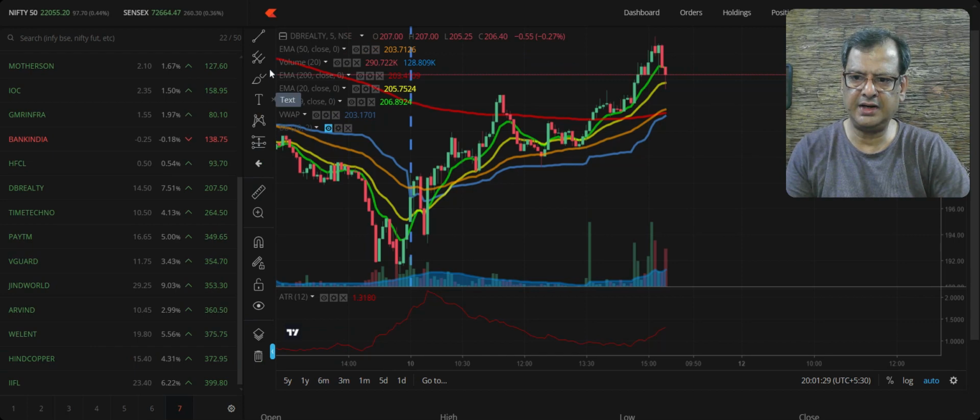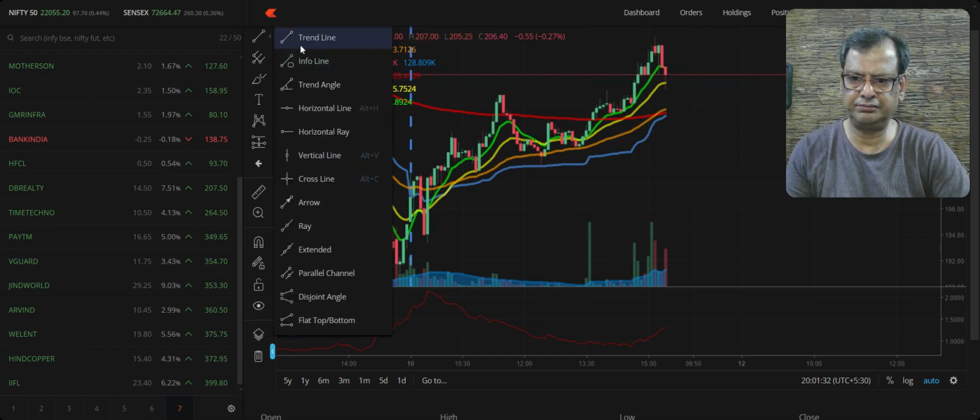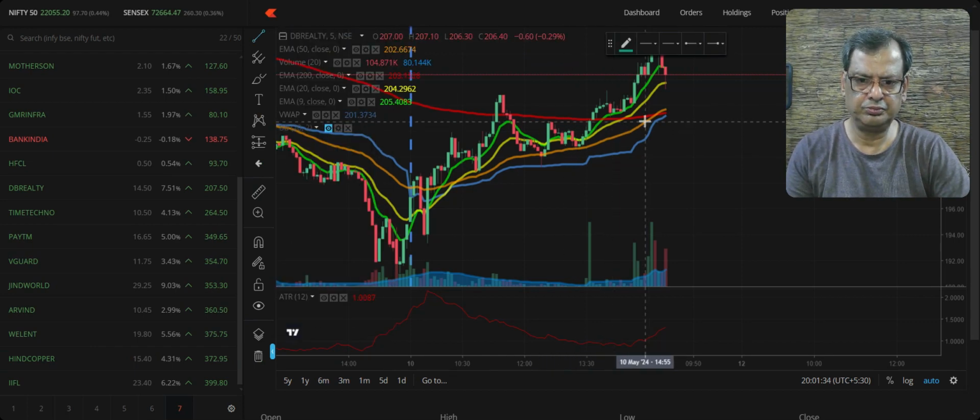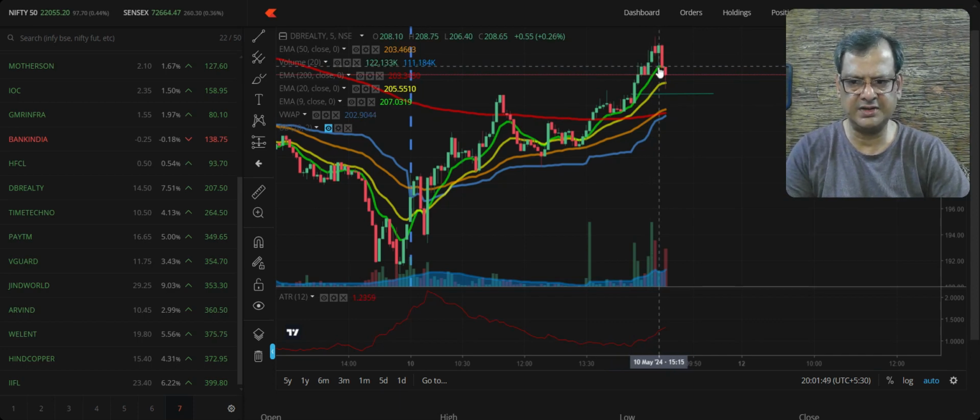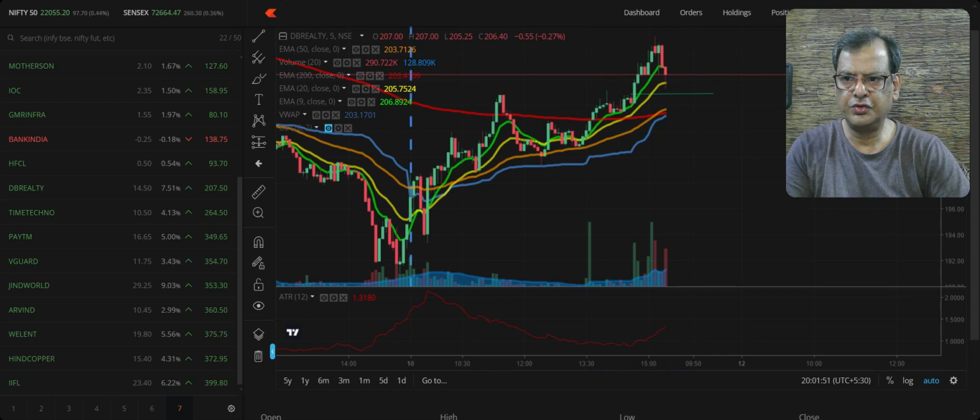Now this is a proper place where you can take an entry. If you had taken an entry above the high here, and your stop loss below the 9 EMA, you would have made some money. And then obviously you would have gotten out before 3:20. Otherwise, the broker will cut your order. So this is one chart that we've seen.